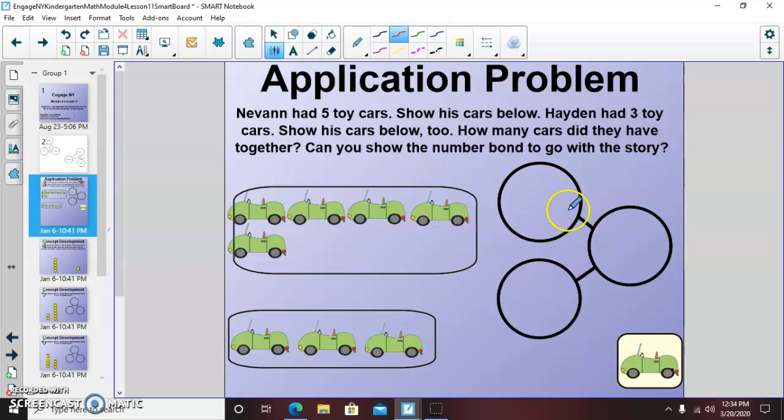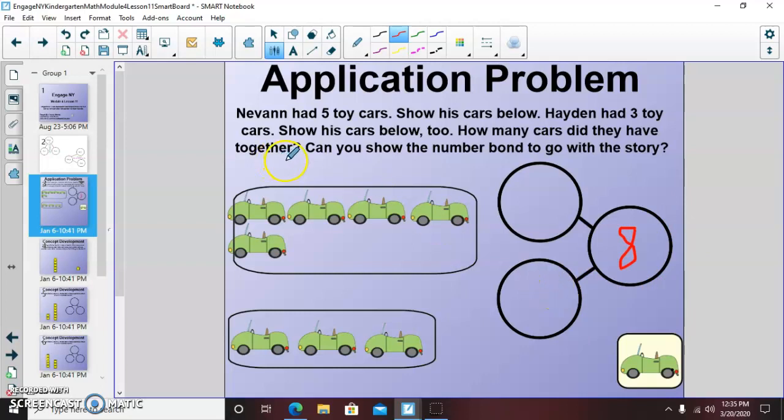Now we need to find the circle that has 2 lines going through it. Not this one. Not this one. Oh, this one. There are 2 lines going to our whole. So I'm going to try my best here and write an 8. Okay. Very good. Go ahead.